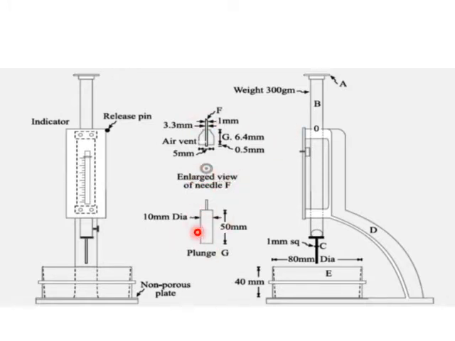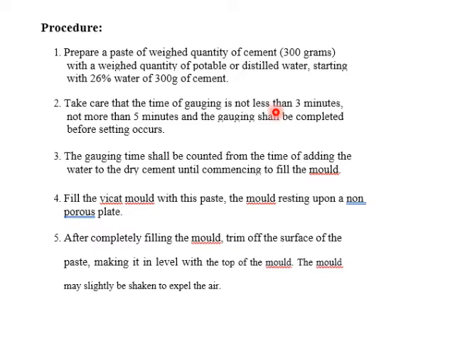And this one is used for this experiment, that is standard consistency. Okay, so let's see the procedure. So as I said, take 300 grams of cement, okay, weigh it properly.